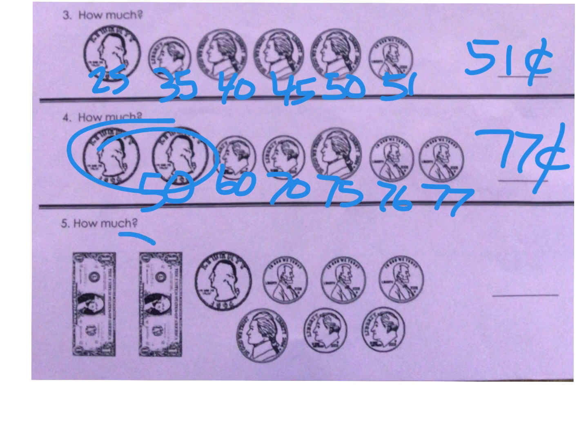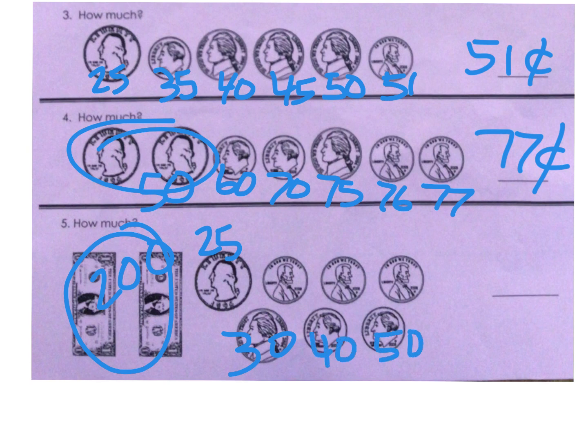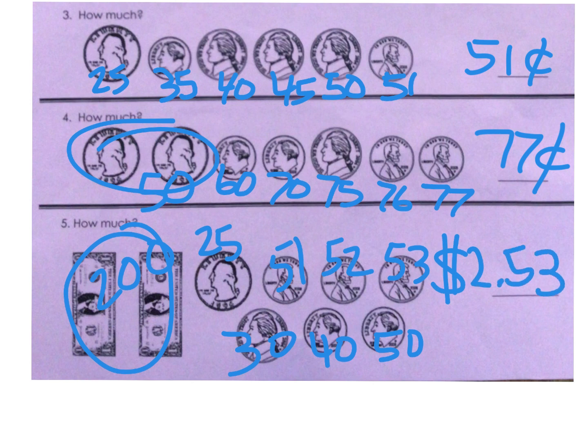The last one, they should look at this and know that that's $2. So I'm going to write 200 over it because that's its value. And then I'll take a look at the coins. We've got 25, then we've got 30, 40, 50, 51, 52, 53. So the amount is $2.53. If they don't write the dollar sign, it's half the credit.